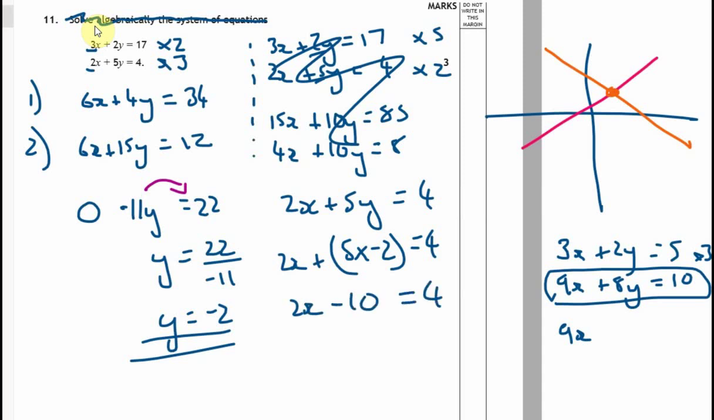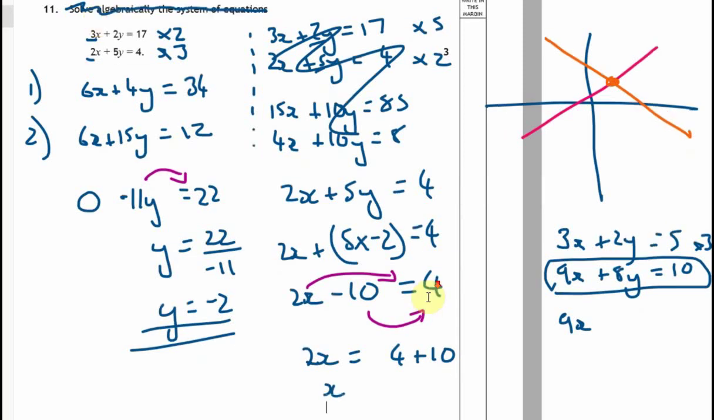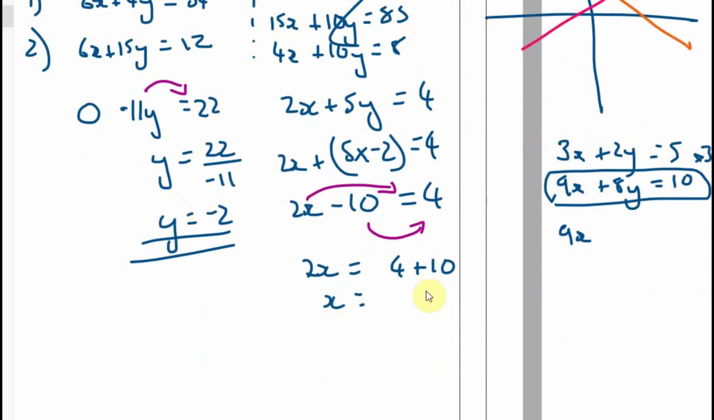Now we need to solve to get x on its own, so I need to move the minus 10 over, and then I need to move the 2 times over. So how do I get rid of minus 10? Well, of course, I add it. So it's going to be 4 plus 10. So 2x is equal to 4 plus 10. How do I get rid of the 2? Well, it's 2 times, so I'm going to divide it. I get x is equal to 4 plus 10, all divided by 2. 14 divided by 2 is 7.